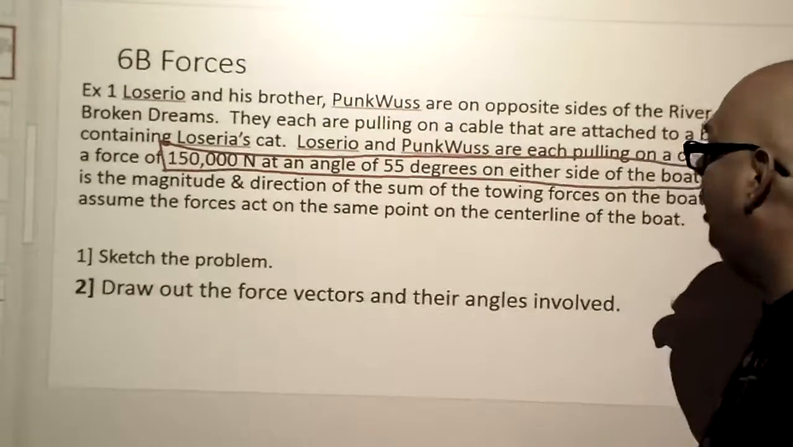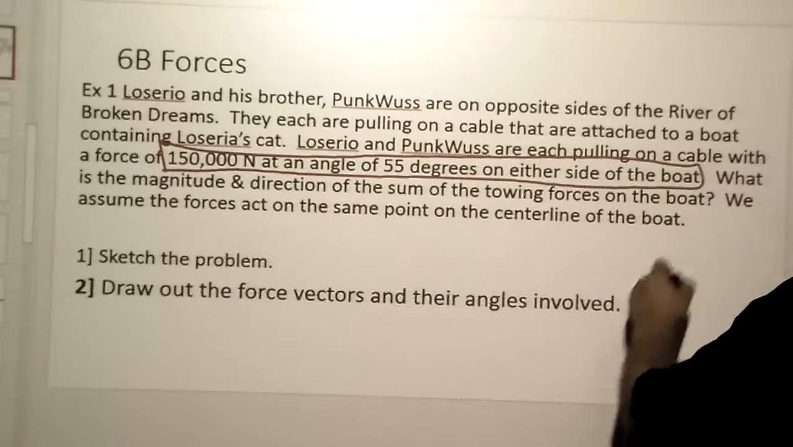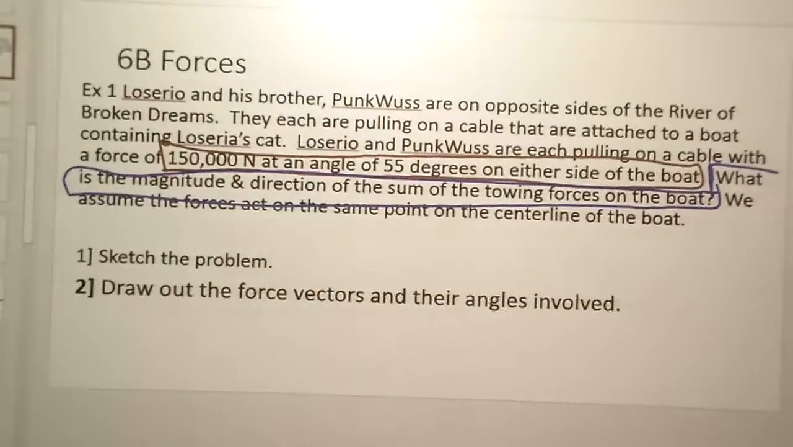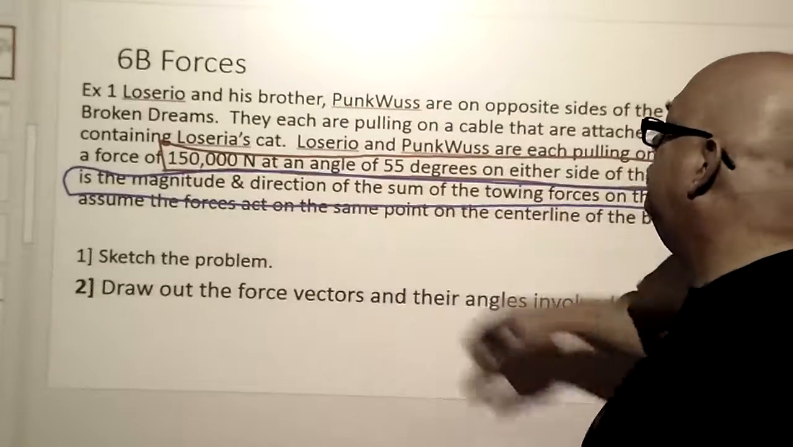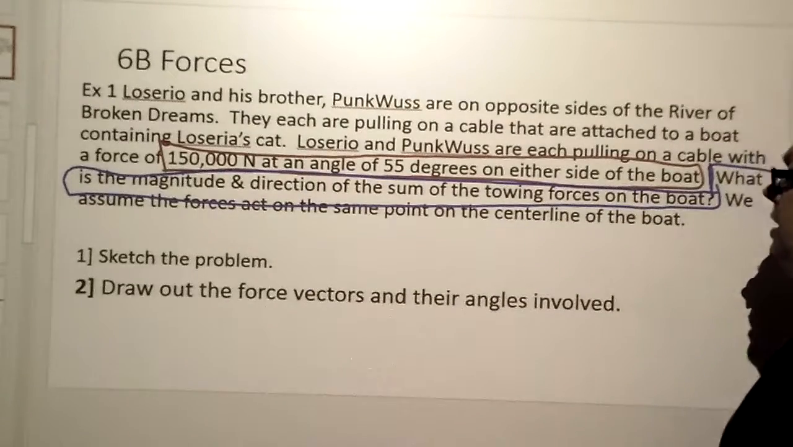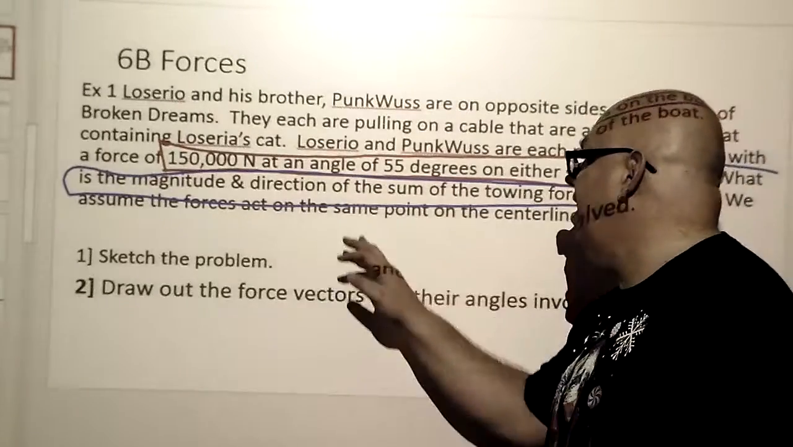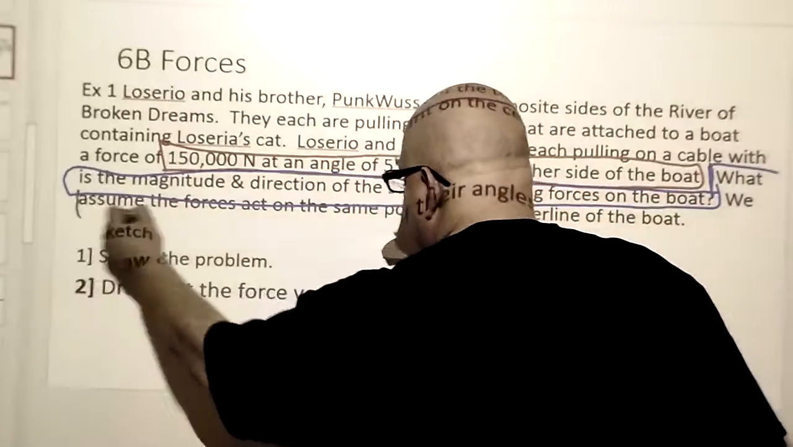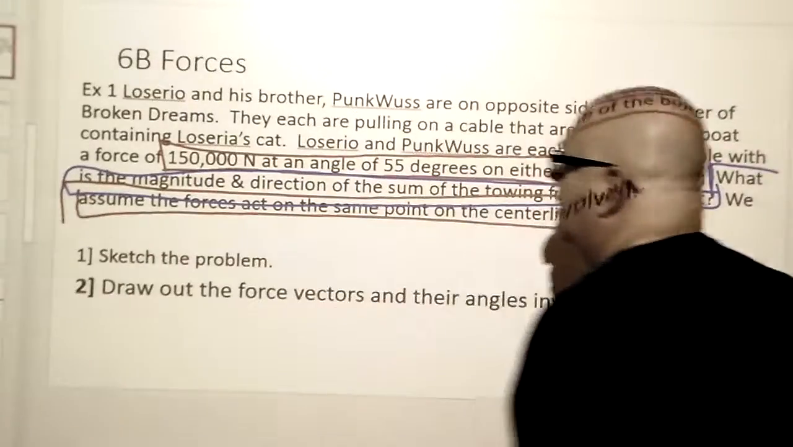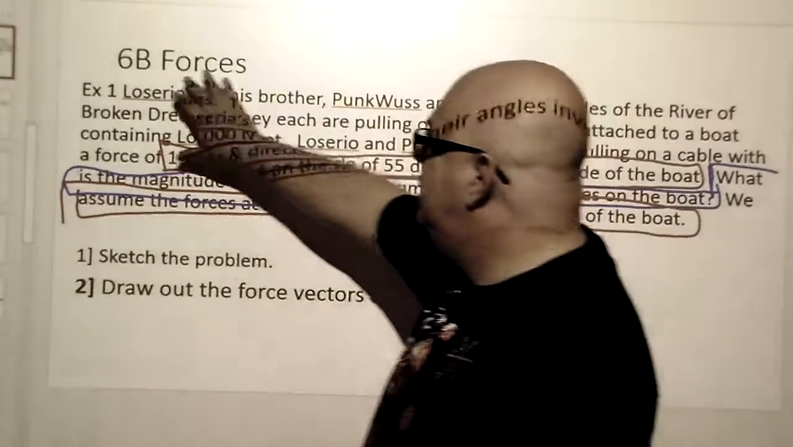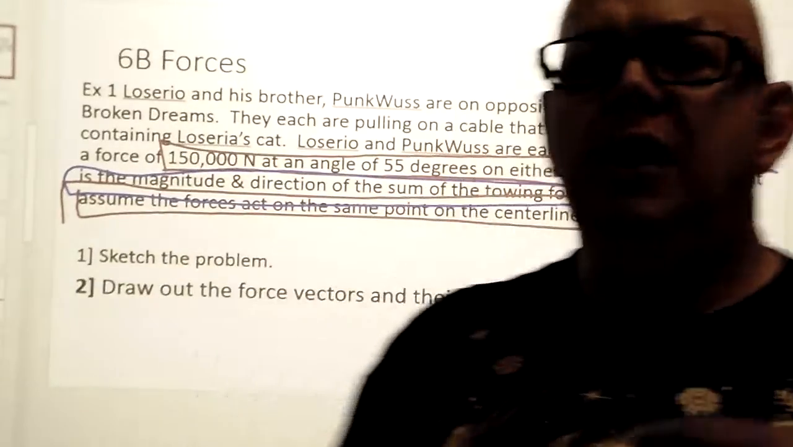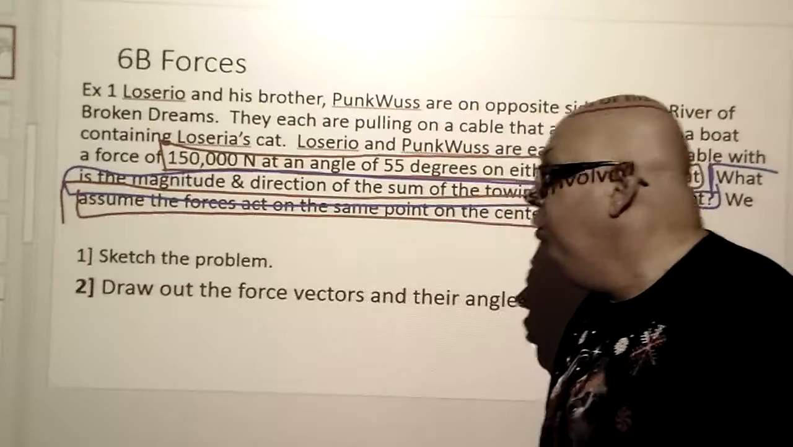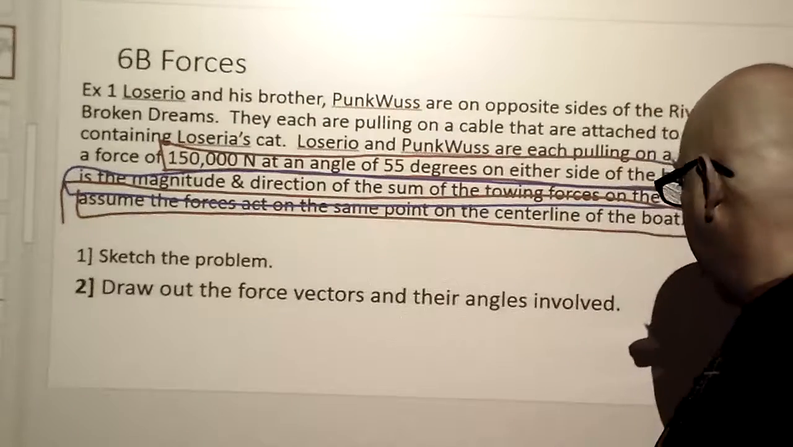Now the second part of solving a problem is, what are they asking? So here in blue, this is what they're asking us. What is the magnitude and direction of the sum of the towing forces on the boat? That's what they're asking. Now, we assume the forces act on the same point on the center line of the boat. That would be another piece of information that would be useful for us. So if you notice, the first three lines here don't even matter. They're there to help set up the problem. So with that, now we can go ahead and sketch out the problem.